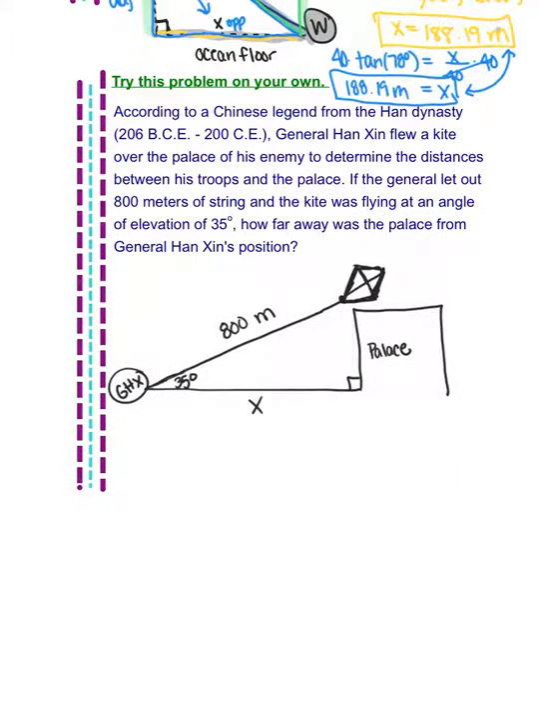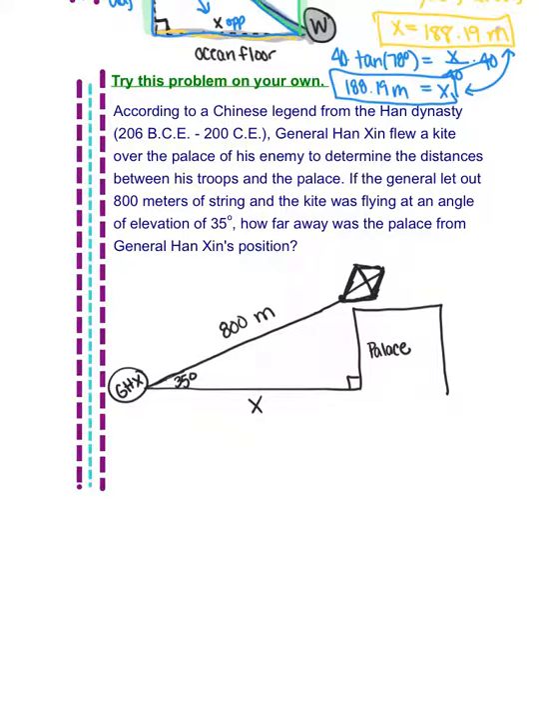Okay, so let's go through this problem now that you have already completed it. So here's the picture I drew. You can see I have the general standing over here, probably with his troops behind him. My horizontal line is just the ground.